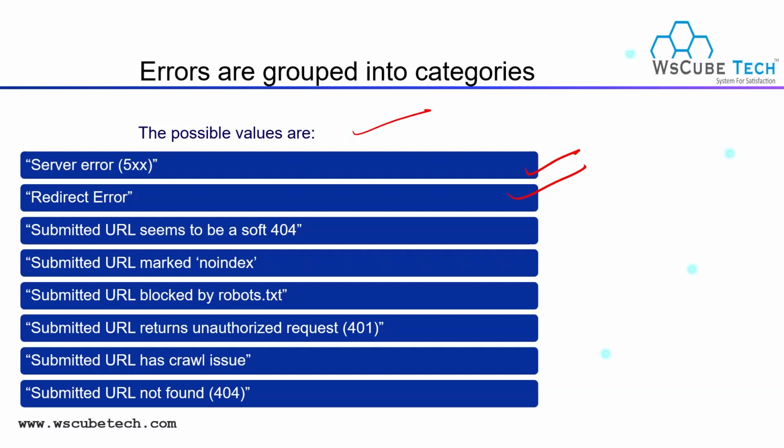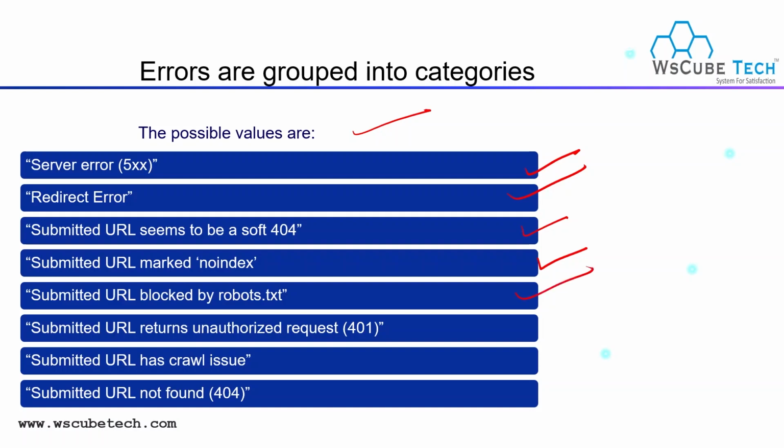Submitted URL seems to be a soft 404 error. It means that you have a broken page, or when your crawler loaded your page, there might have been a server error due to which a 404 page appeared. Submitted URL marked noindex, meaning your page might be mentioned in your noindex. Or you might have blocked your particular link by Robots.txt file. So that is the submitted URL blocked by Robots.txt.